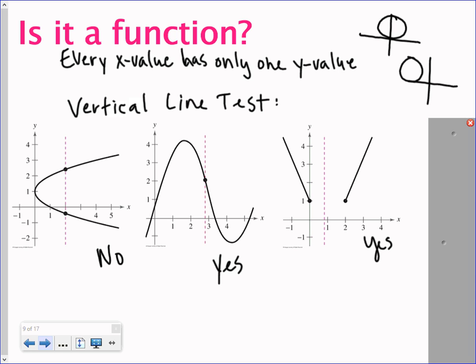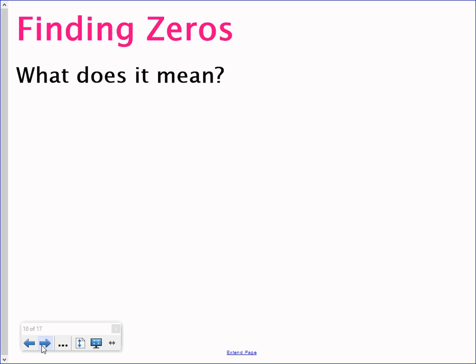Okay. So the next thing we want to talk about is finding zeros. So again, I'm going to put you with your small groups and just brainstorm, what the heck does it mean when your math teacher asks you to find the zeros of something? So finding zeros, there's multiple ways to describe what finding zeros is. What does it mean to find a zero? Go ahead and have a quick chat with people around you.